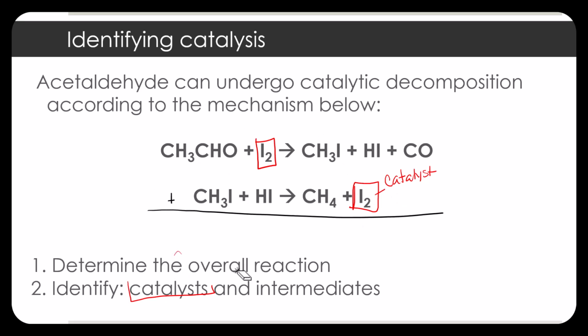Our intermediates are kind of the opposite or the inverse of that. An intermediate is something that we create, and then in the very next step, we consume or destroy it. So in the first step, I create CH3I, I create HI, I create CO. Looking at the very next step, I consume CH3I, and I consume that HI. We've got two intermediates here. We produce them and then immediately consume them. These are intermediates.